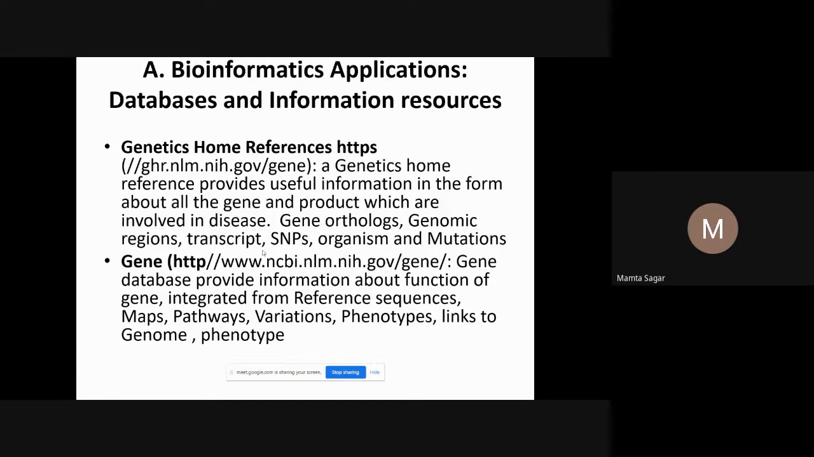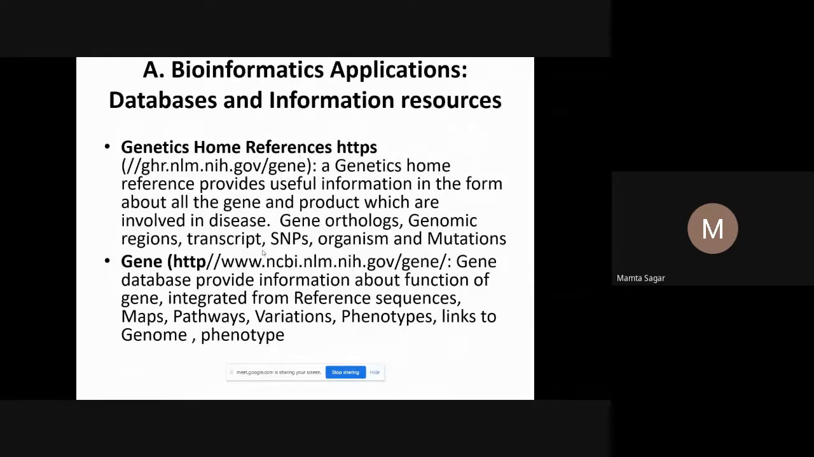Another resource is the Gene database. The Gene database provides information about the function of the gene, integrated from other sources, meaning we have cross references on this database. Reference sequences, maps, meaning how many sequences are related to these maps. On the map we can identify the location of the gene, so we will have that information. If we want to correct a defective gene, then we need to know the location of the gene, and only then can we remove or repair that gene. So this mapping information is important.